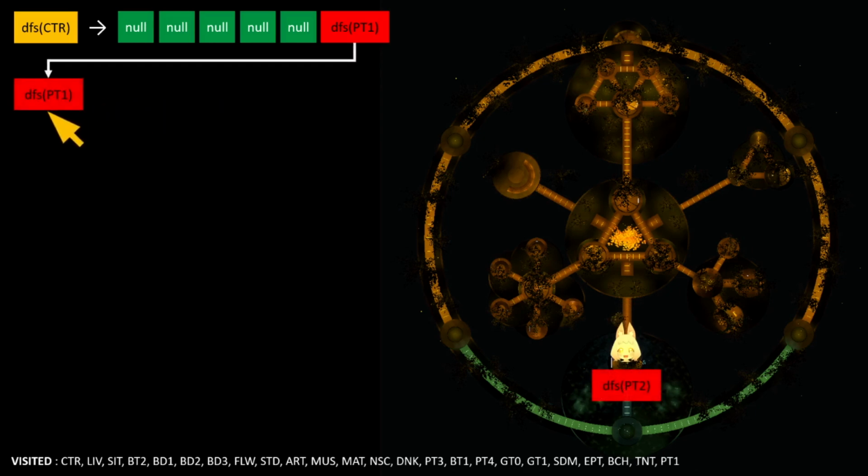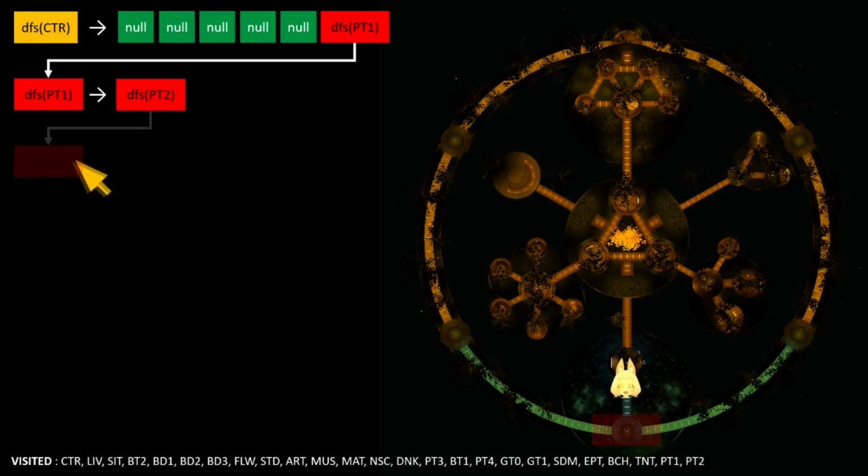Platform 1 has no cheese, but we have unvisited neighbors. And we can also mark platform 1 as visited. Alright, let's go take a look at platform 2. Platform 2 doesn't have any cheese, but we have unvisited neighbors. So we can also mark platform 2 as visited.